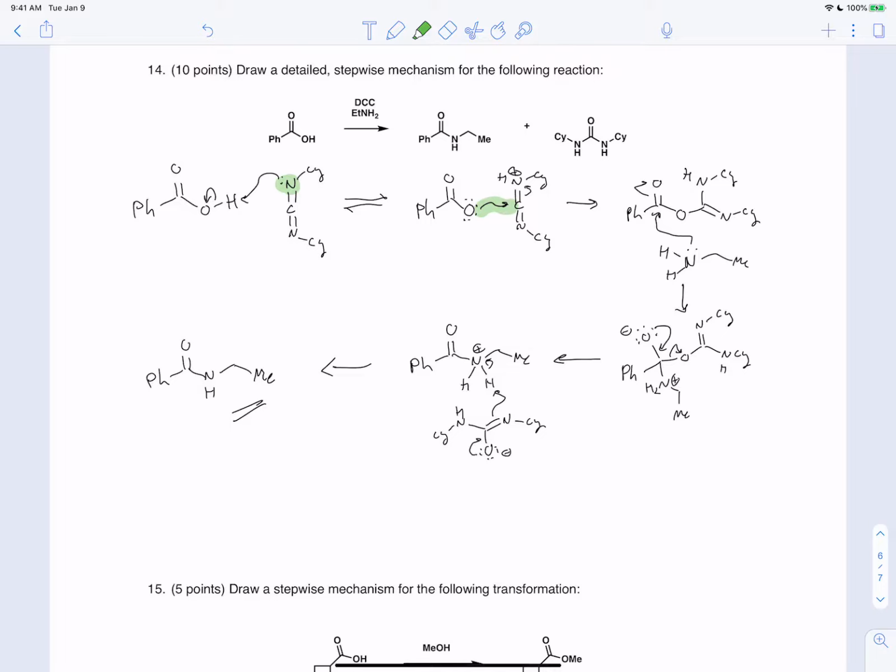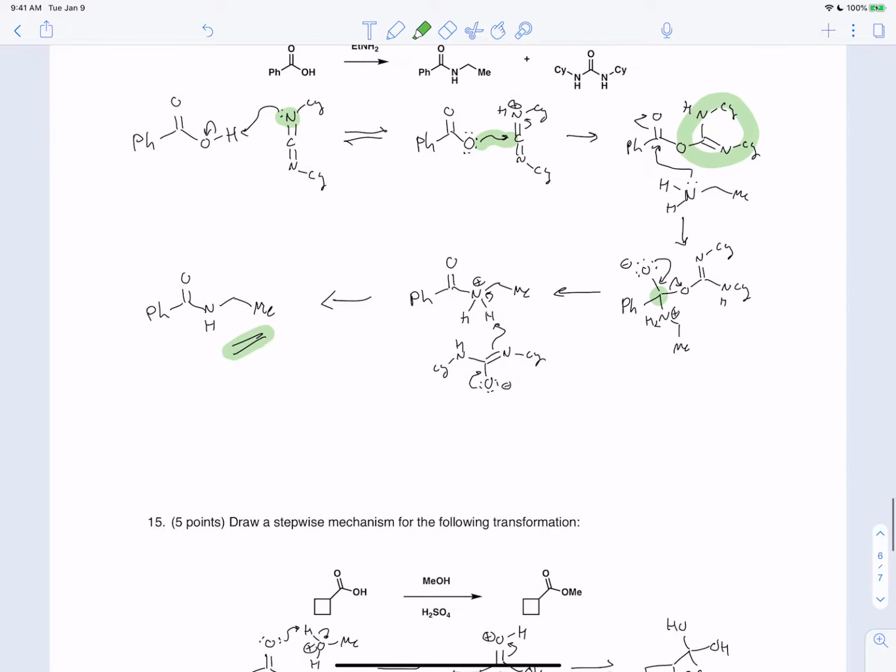So this makes our carbonyl more electrophilic. We have this entire urea leaving group here. The amine attacks, we make a tetrahedral intermediate. The tetrahedral intermediate can collapse, and then the DCC anion or the urea anion deprotonates the product to make the final amide. Note you also could have done one of the more concerted departures of the DCC, but this I think is a little bit easier to remember and follow.